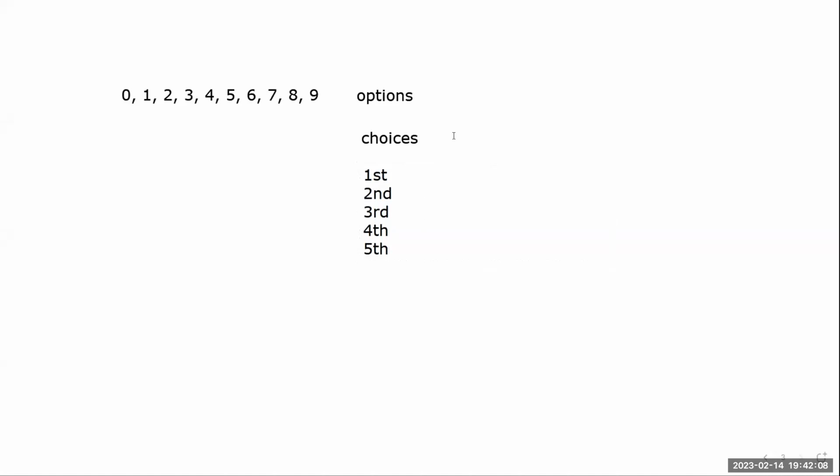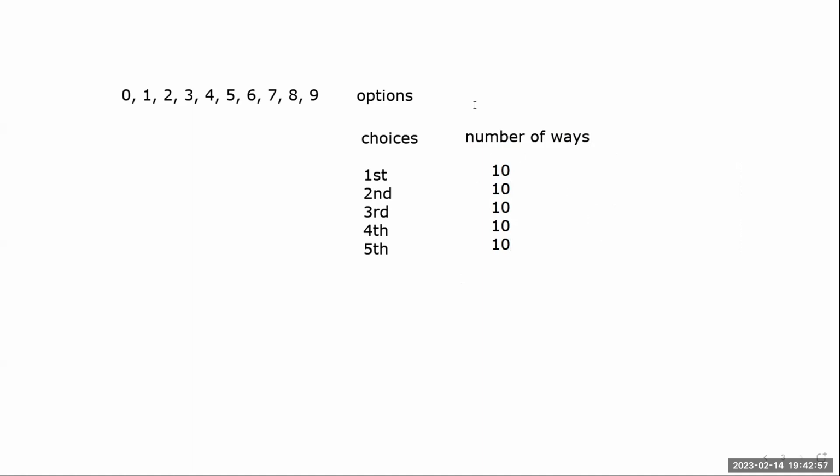Now, if you can repeat them, we're gonna do 2 versions of this. We're gonna do the choices, and then we're gonna do the number of ways that I can do this. Well, on my first choice, I have 10 ways to do that. Now, assuming that I can repeat them, these would all be 10. And I would get 100,000, assuming that I can repeat them.